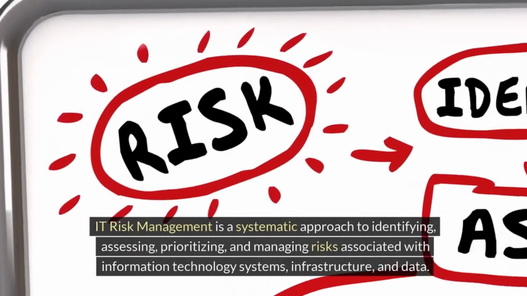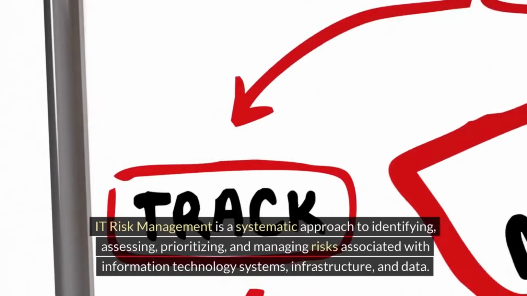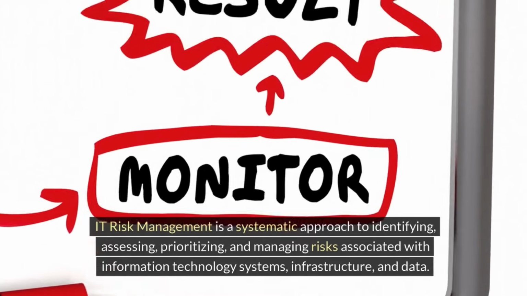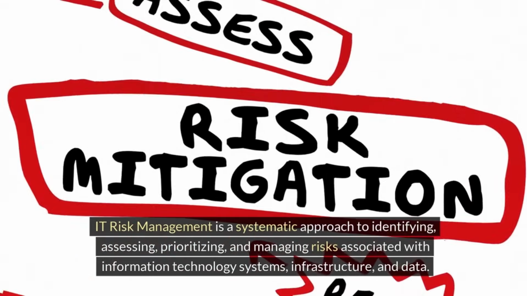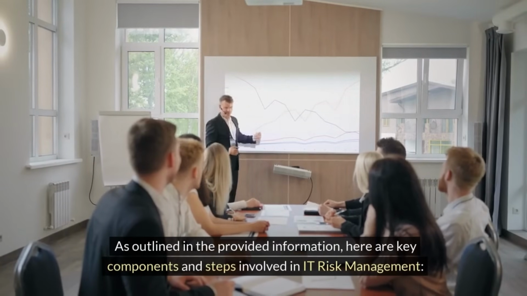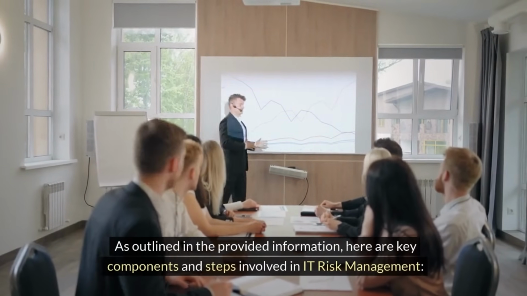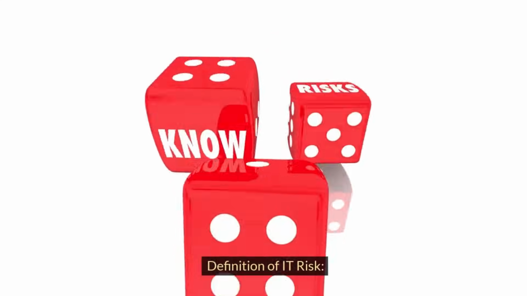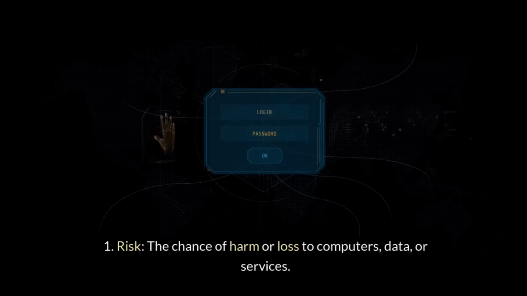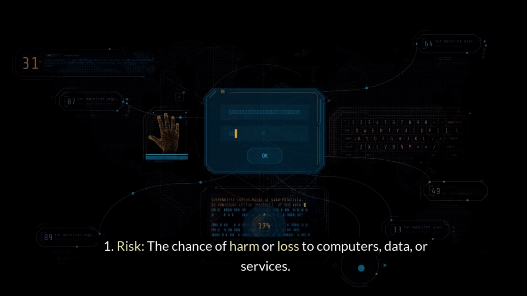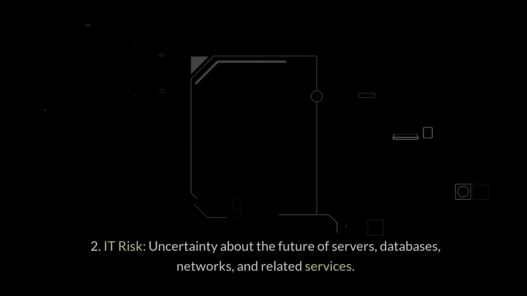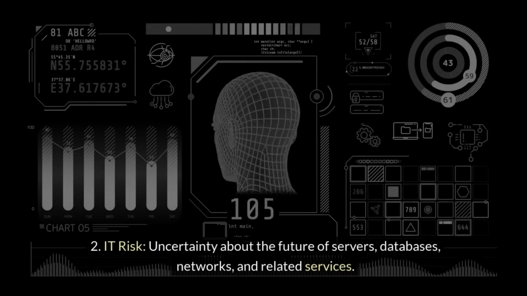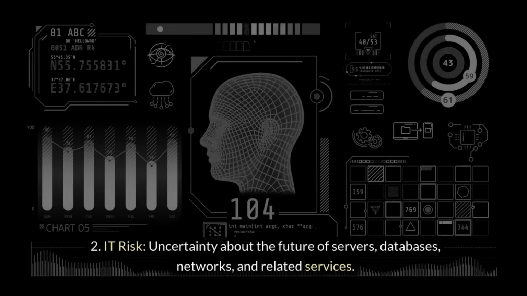Risk management is a systematic approach to identifying, assessing, prioritizing, and managing risks associated with information technology systems, infrastructure, and data. As outlined in the provided information, here are key components and steps involved in IT risk management. Definition of IT risk. 1. Risk: the chance of harm or loss to computers, data, or services. 2. IT risk: uncertainty about the future of servers, databases, networks, and related services.